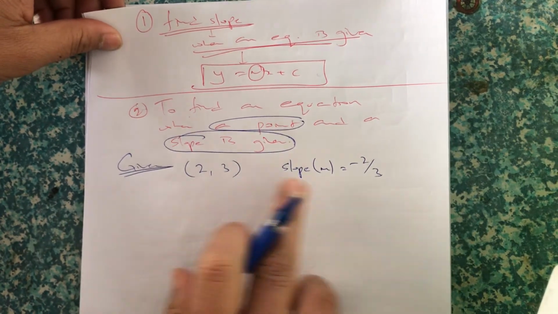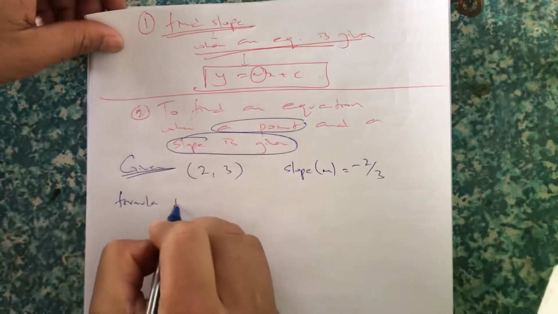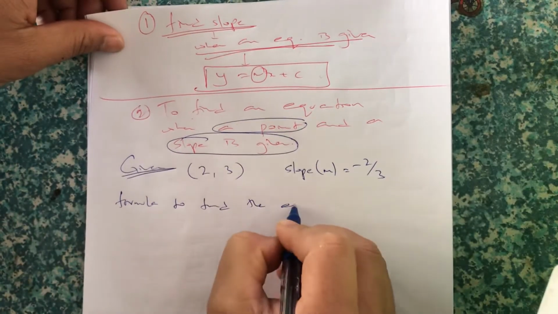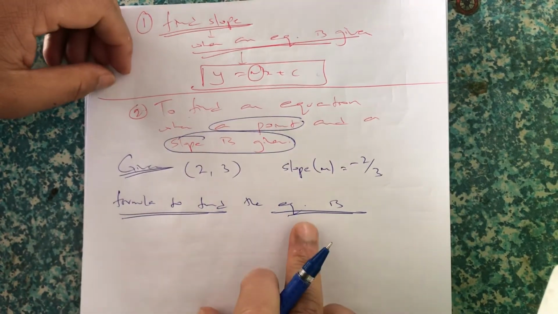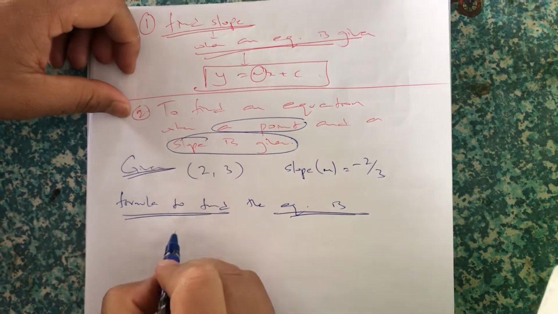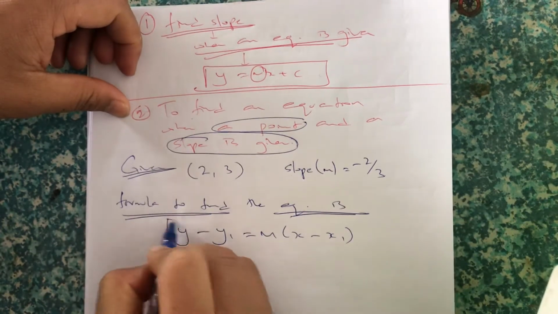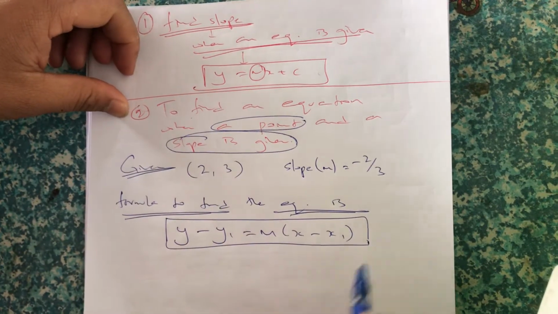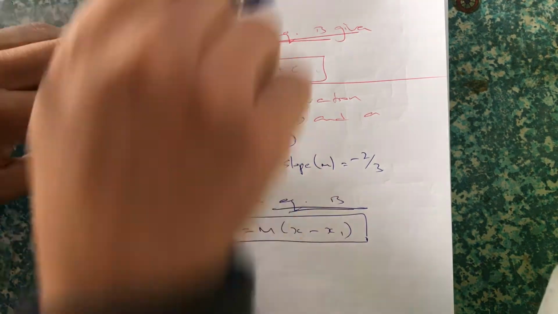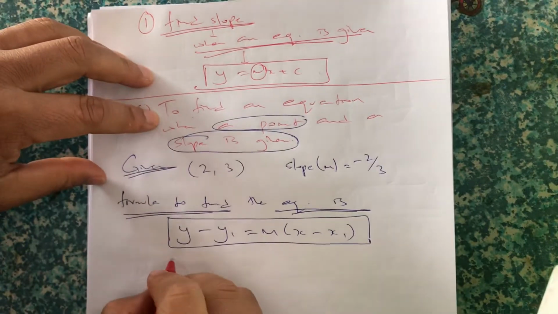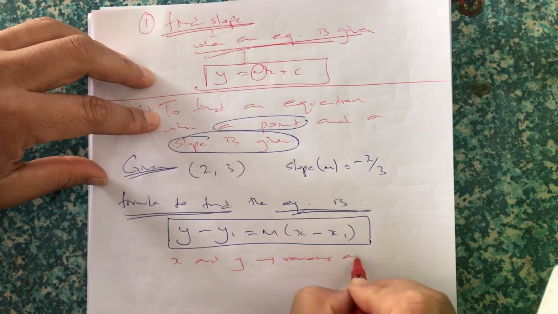If there is a point given and there is a slope given, then what will be the formula to find the equation? It will be y minus y1 is equal to m times x minus x1. That's the formula we will use to go ahead and find the equation of any line where a point and a slope is given. And in this one, x and y remain as they are.